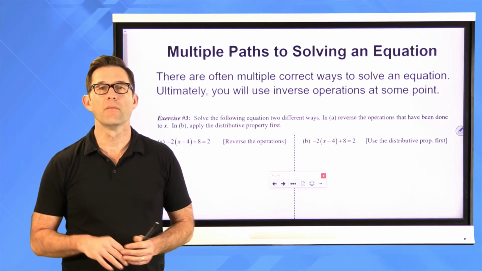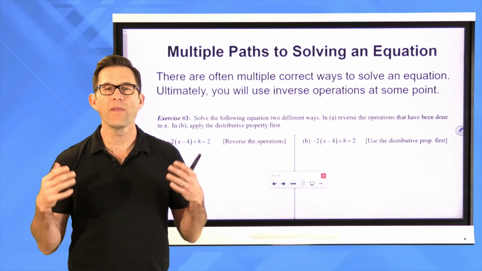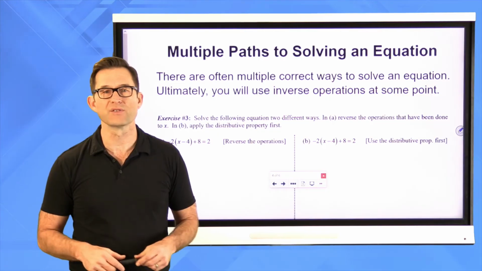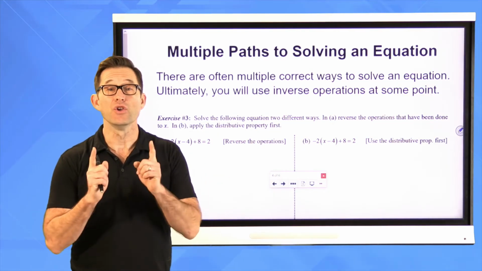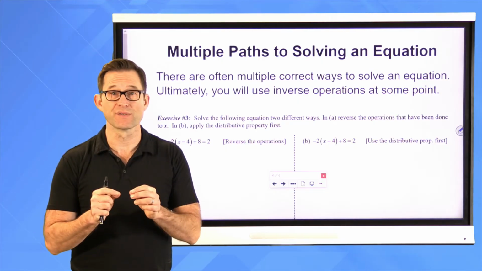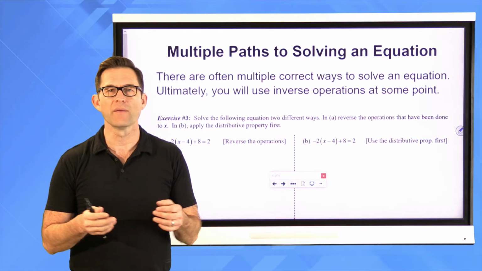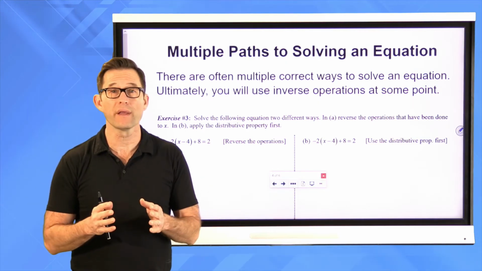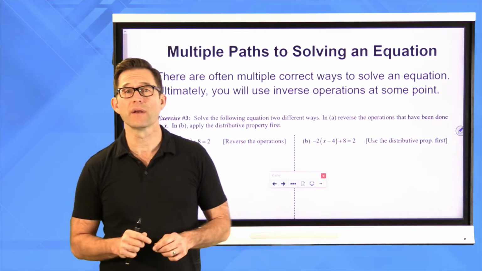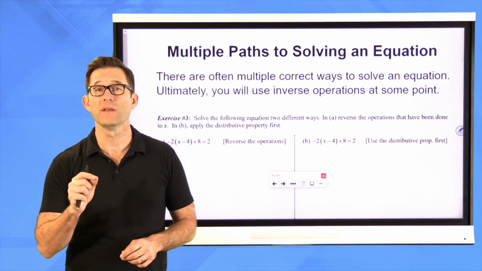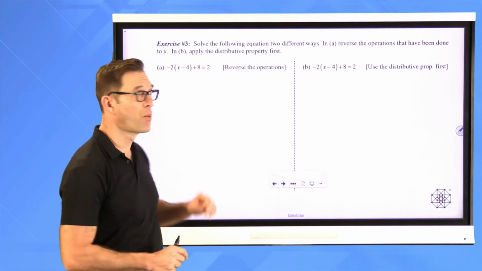Very often, there are multiple pathways to solving an equation, right? And all that means is that there's multiple correct ways to solve the equation, but ultimately, at the end of the day, you will use inverses to get x by itself. It just depends on whether or not you use some properties of equality or properties of real numbers in between. So let's take a look at an example of an equation that can be solved in 2 different ways. Let me bring exercise 3 up to the top of the board.